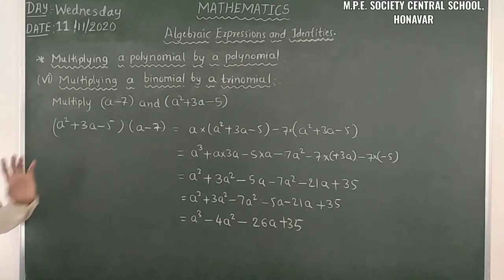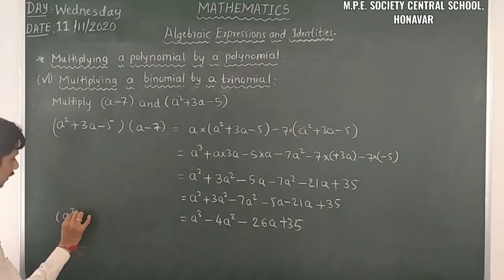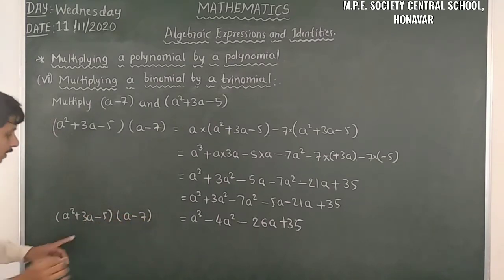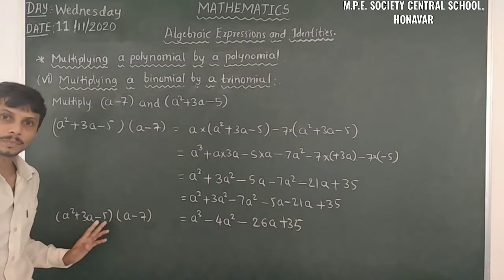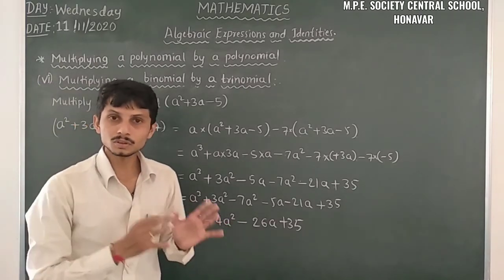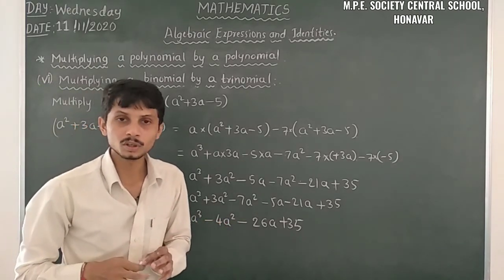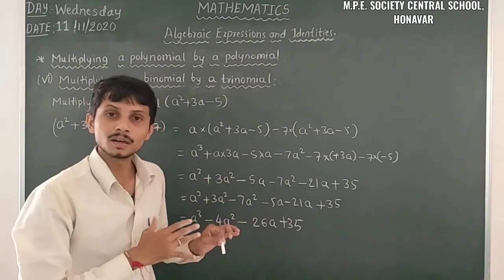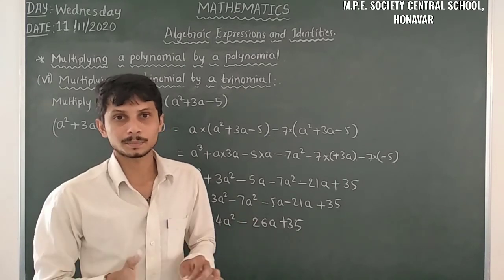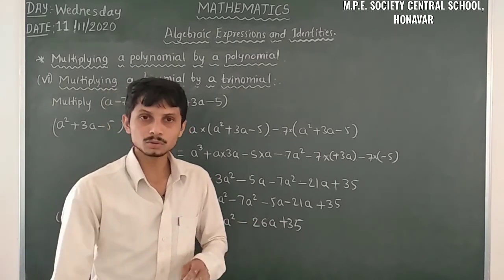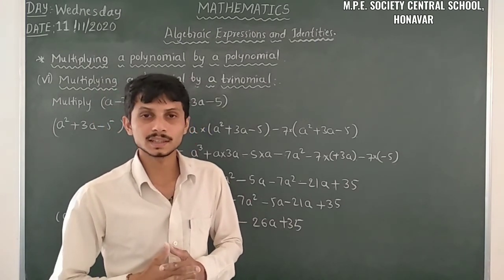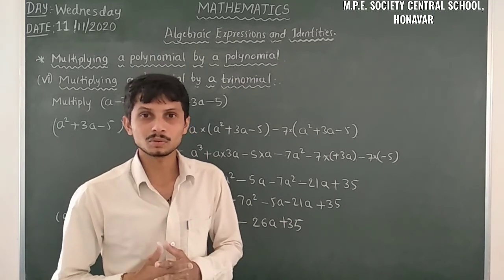So when you multiply a square plus 3a minus 5 into a minus 7, that is multiplication of a binomial by a trinomial. This is one example we worked out. Likewise we have many examples, so you have to solve according to the steps. I hope you understood these things. Solve all the problems in the exercise, and clarify whatever doubts you have.